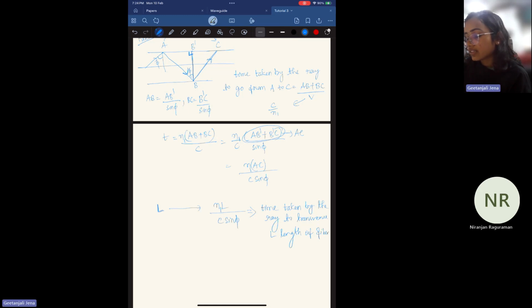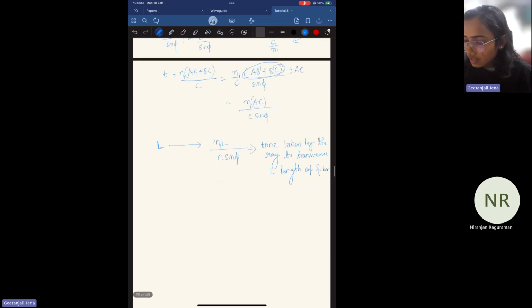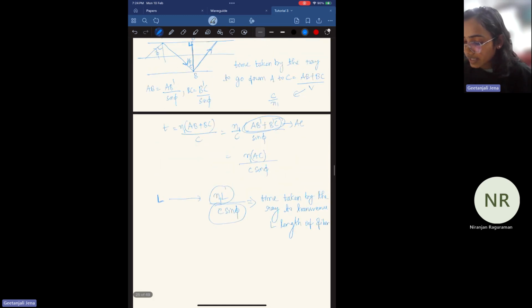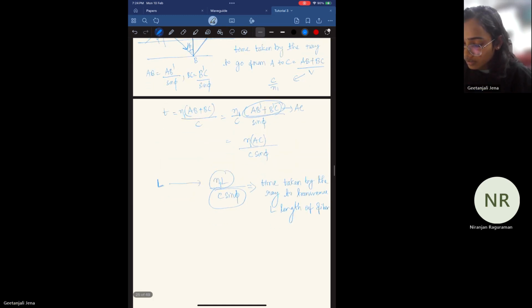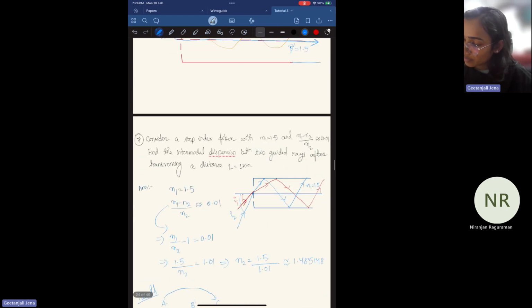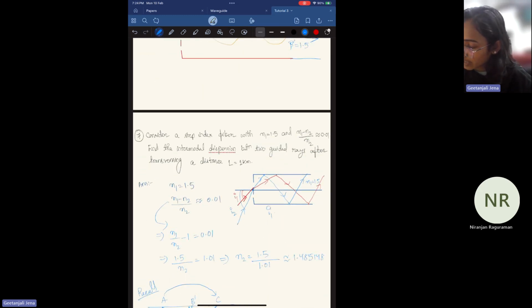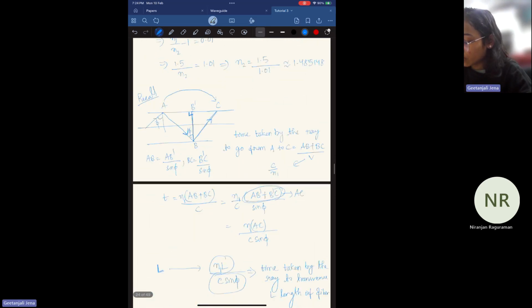And it is already given, L is 1 kilometer. So now we know everything. N1 is given, L is given, C we know is 3 into 10 to the power 8 meter per second. And I think we just need to find out what is sine phi. In the problem, it is also given, I forgot to write, I1 is 7.06 and I2 is 11.3. So using I1, I2, we can find out what is phi 1, phi 2.